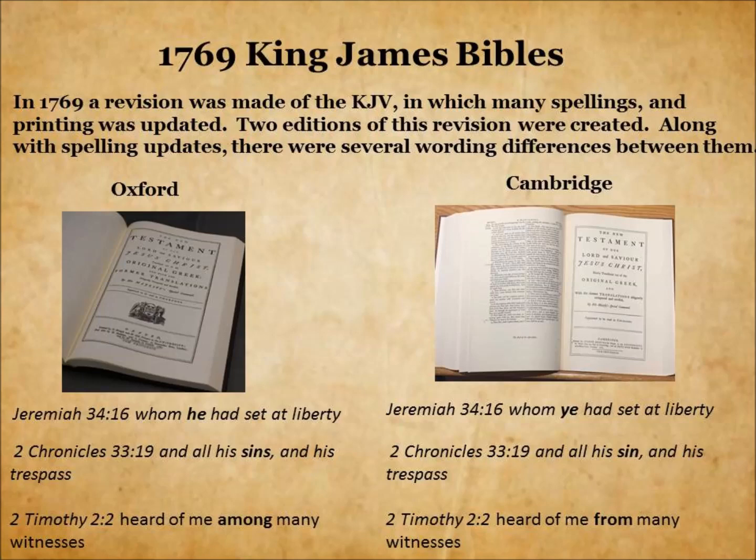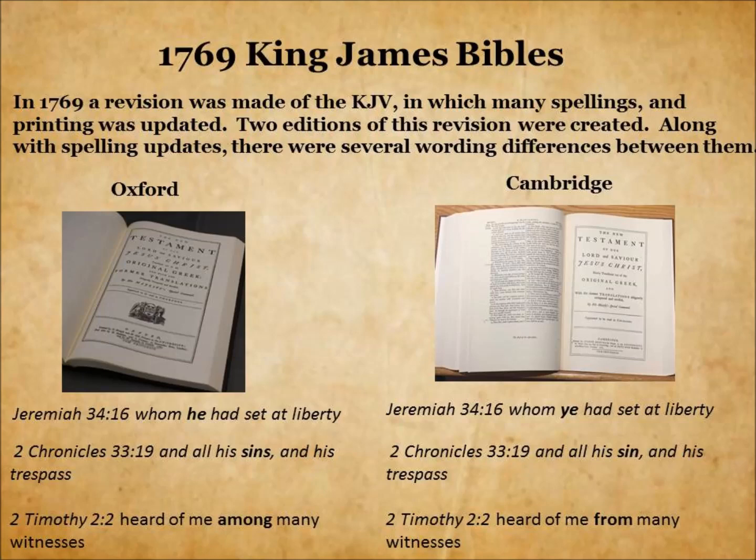But nobody reads the 1611 King James Bible today. If you have a facsimile copy of the 1611 King James, you will see how incredibly difficult it is for you to read. If you're reading a King James Bible today, you are reading a 1769 revision. So what is the 1769 revision? In 1769, a revision was made of the King James Version, in which many spellings and printings were updated.